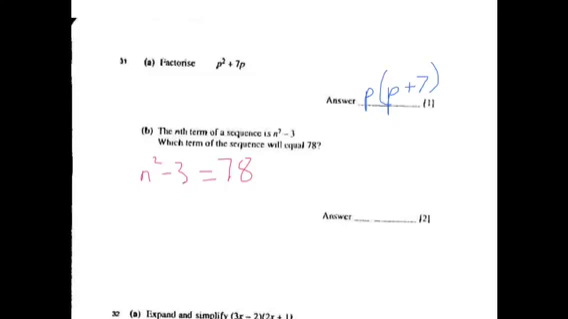So what is the value of n that we want? Well, if n squared minus 3 is 78, that means that n squared must be 81. Okay, n then is equal to the square root of 81, so your answer is 9.